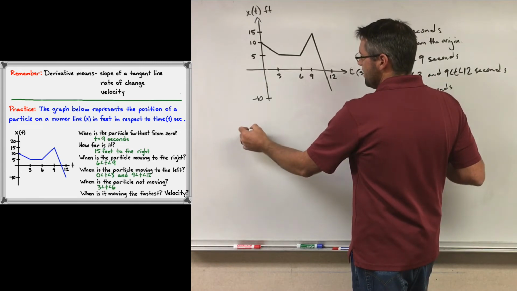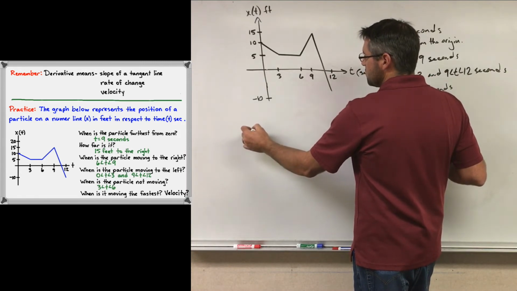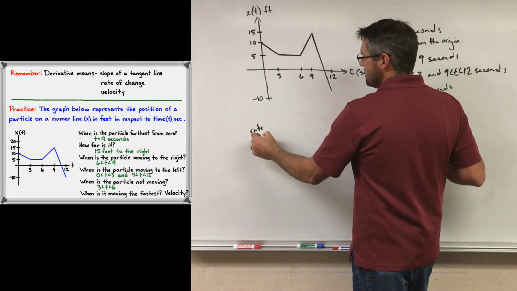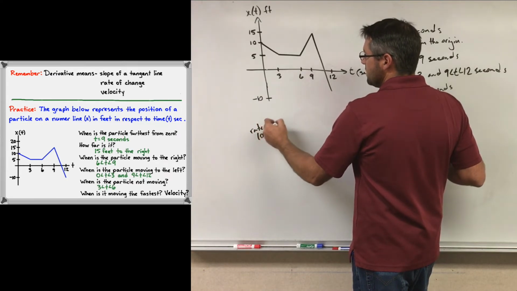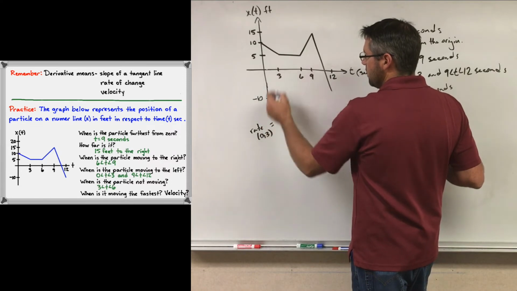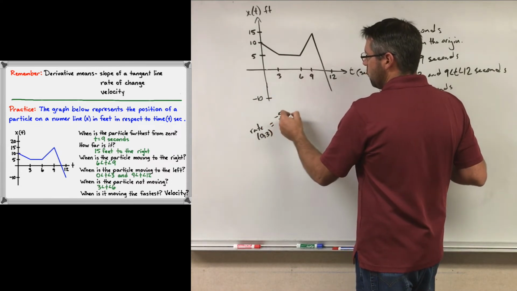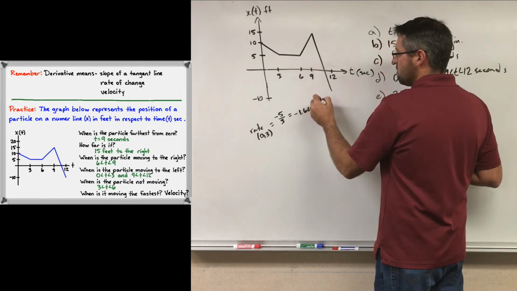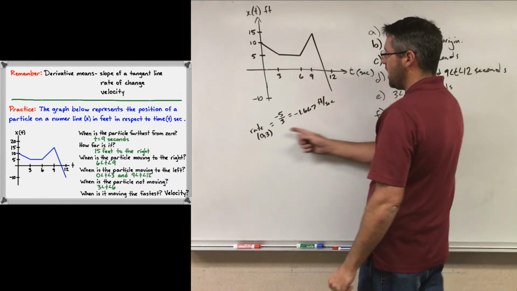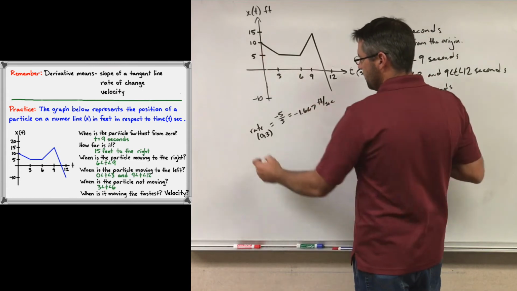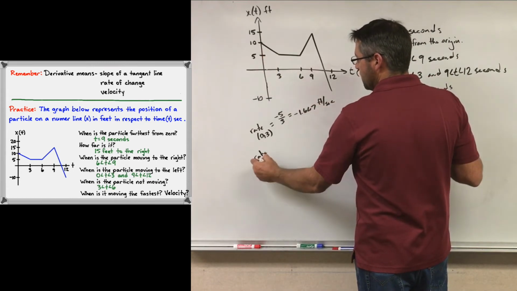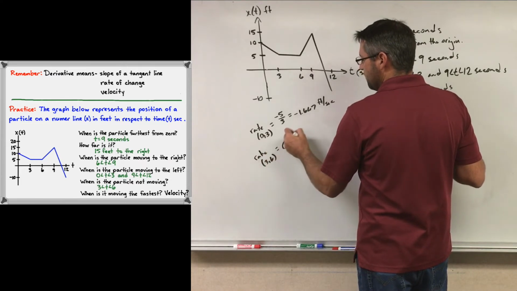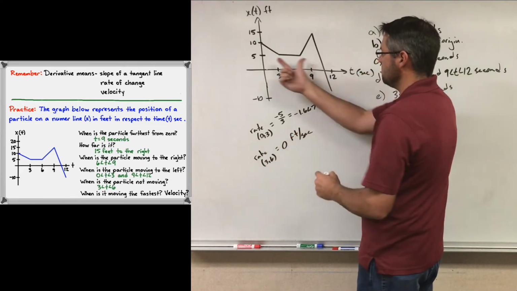We could say the rate over the interval 0 to 3 is negative 5 over 3, or negative 1.667 feet per second. Okay, so that's the velocity over this interval. The rate, or the velocity, from 3 to 6 is 0, right? 0 feet per second, because this particle isn't moving.